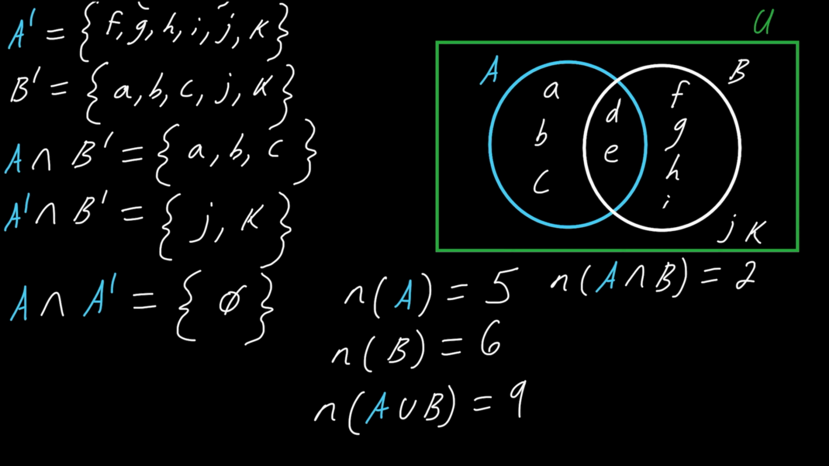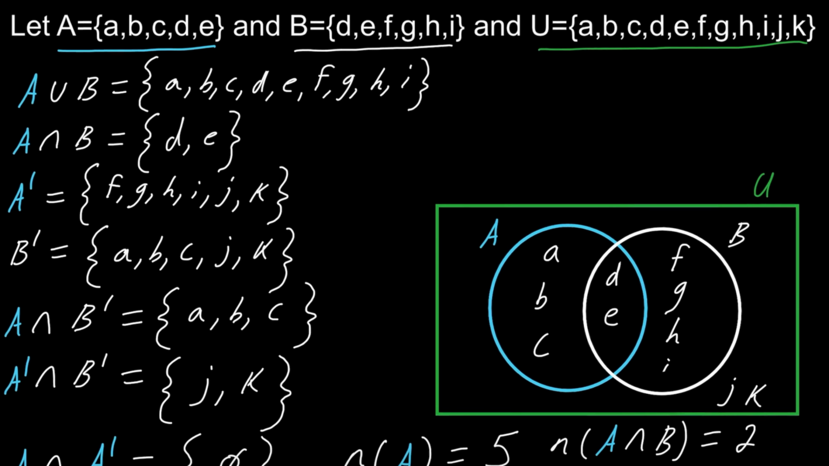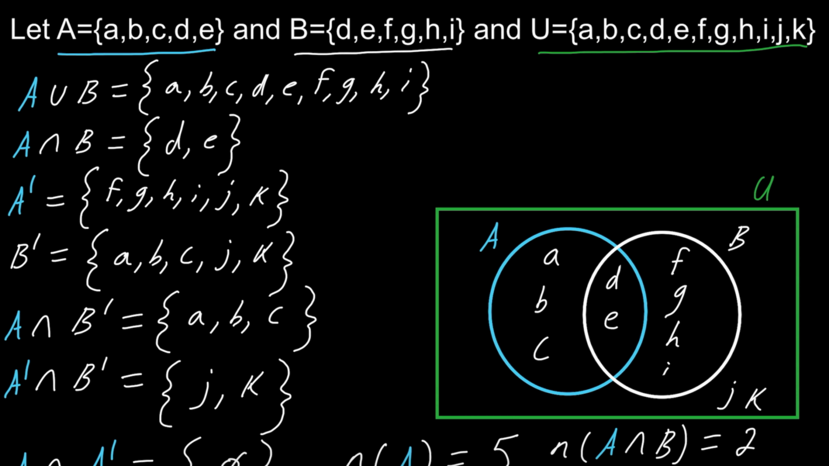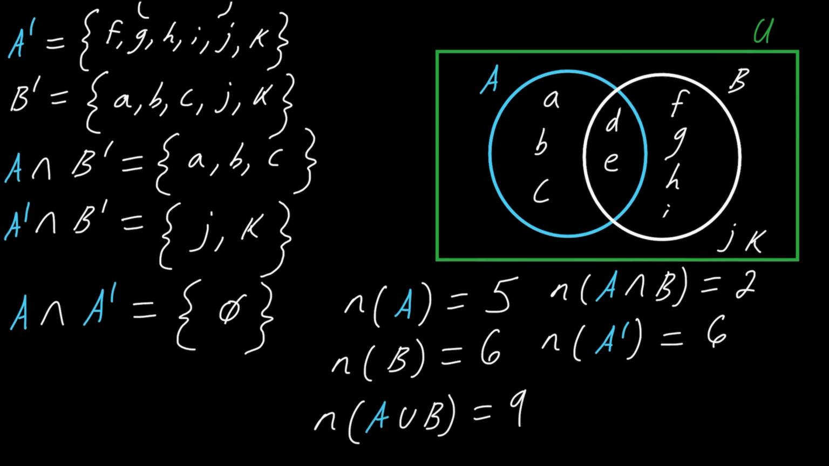And we can go on and start asking some interesting questions, like what's the number of A prime? And again, this means every element that is not part of A. So we can count 1, 2, 3, 4, 5, 6. There are 6 elements that are not part of A. And we can continue asking pretty much all of these same questions, but writing them in terms of numbers instead of elements. So I hope this video was helpful. I hope it helped you understand how to solve more complex set operations and how we use cardinality, which is when we write the number of elements instead of each individual element inside of the Venn diagram.